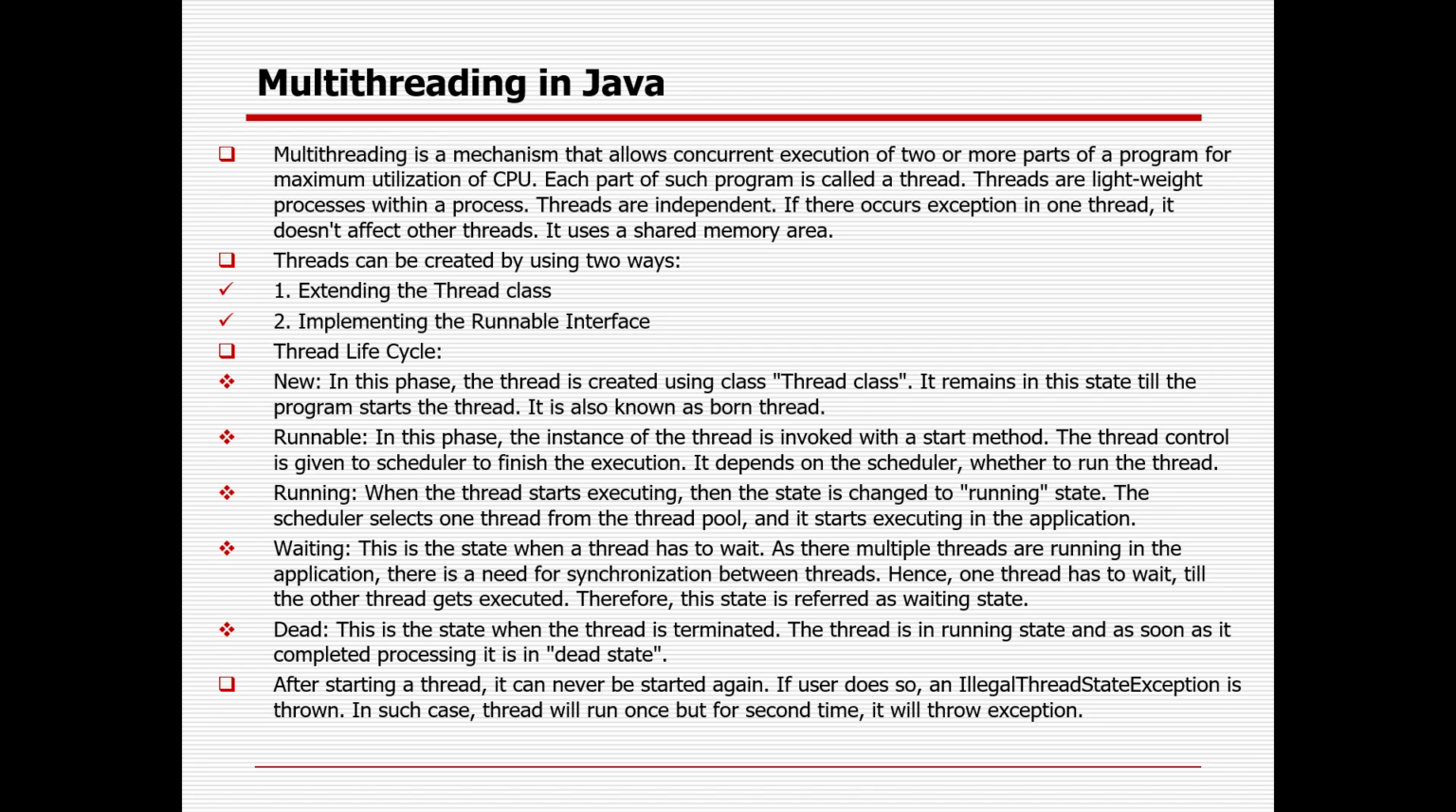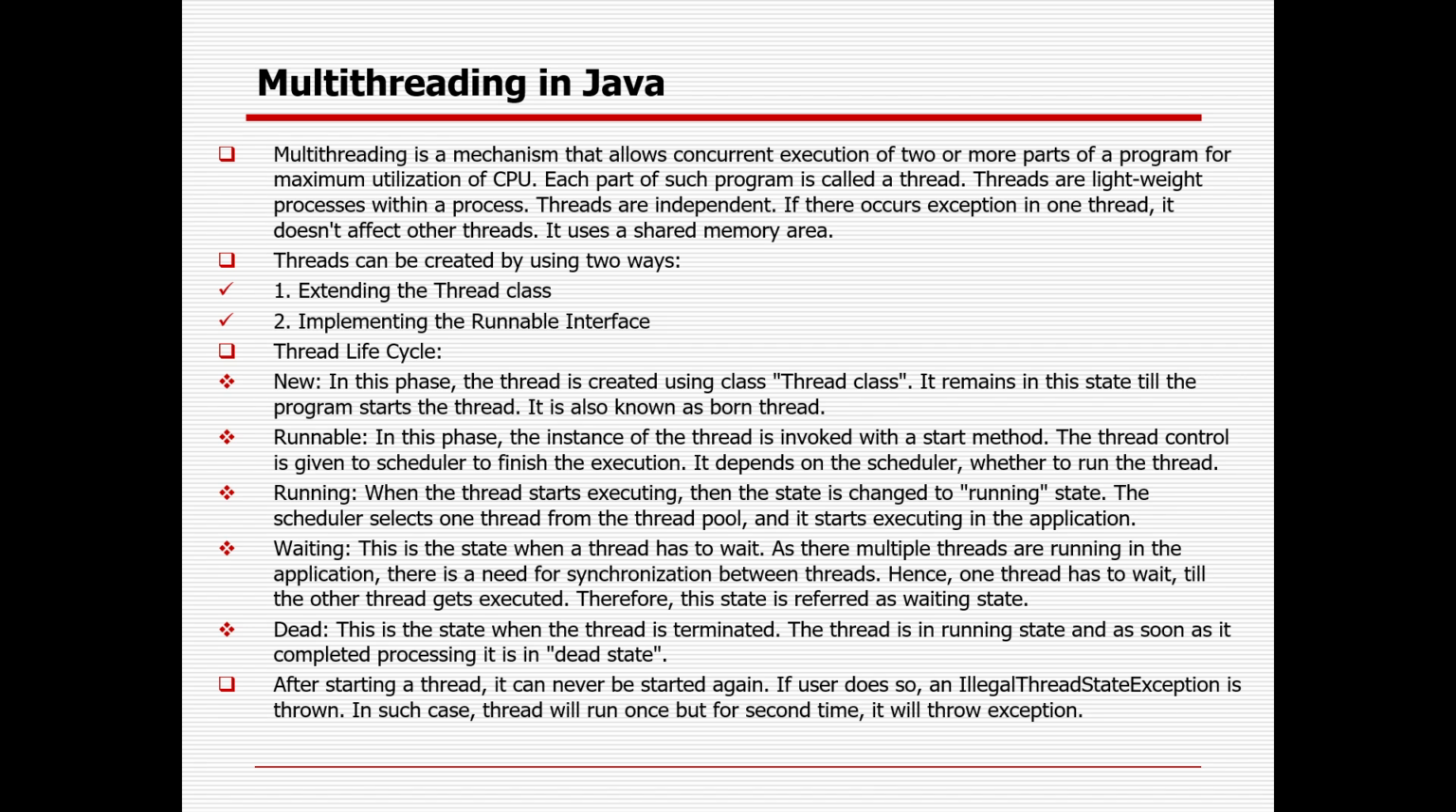Then runnable. In this phase, the instance of the thread is invoked with the start method. So in case you want to deal with a thread, you always need to call the start method. The thread control is given to the scheduler to finish the execution. It depends on the scheduler whether to run the thread or not. So there is a scheduler who will schedule which thread will be working, and there is a thread pool where all the threads are stocked, right?